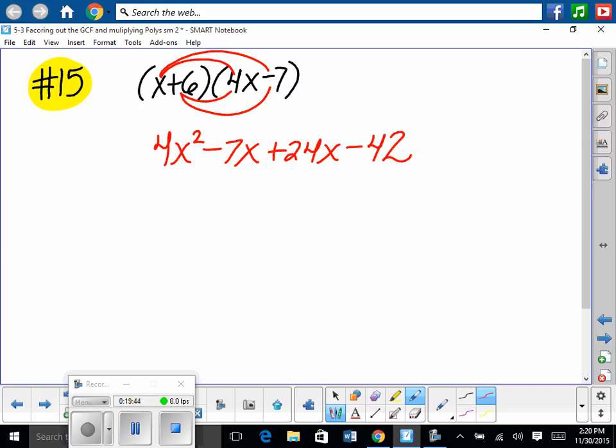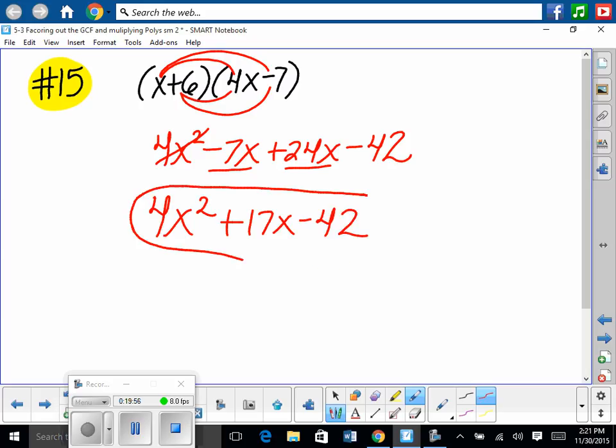From there, we need to put it in standard form and combine all like terms. 4x squared, no other x squareds. Negative 7x plus 24x is positive 17x's minus 42. It's in standard form, meaning the highest degree to the lowest degree.